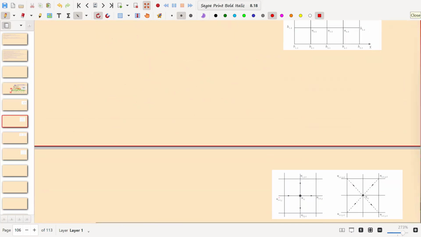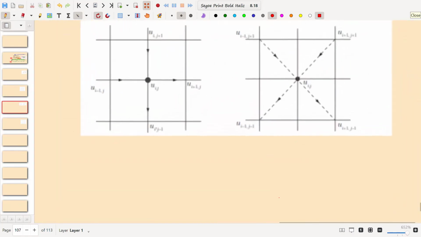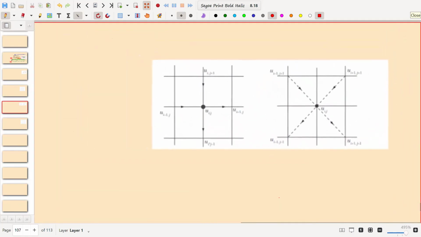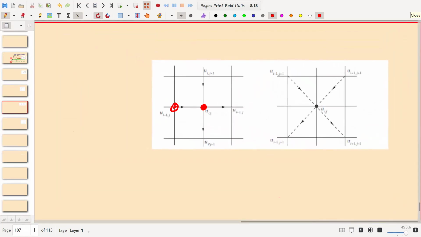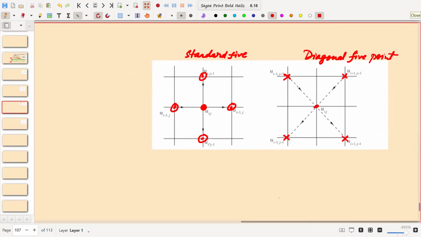So you can see these examples we have already considered. To give you an idea, you can see that if you want to find the value of this point, we can take the value in the neighbors: top, right, bottom, left. And if you want the value at this point, you can take the value of diagonals. Of course, you can analytically show that the standard 5-point is better than the diagonal 5-point.